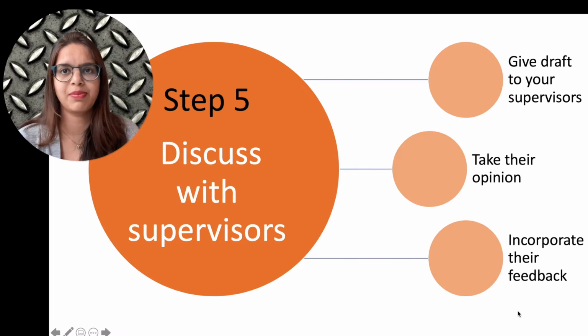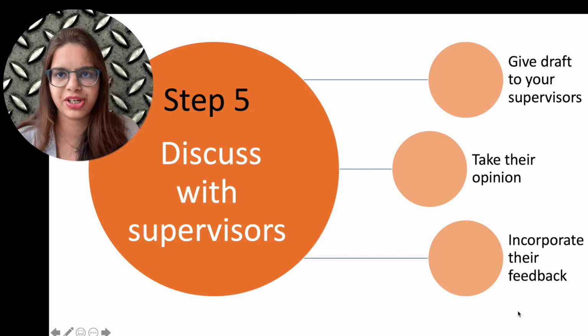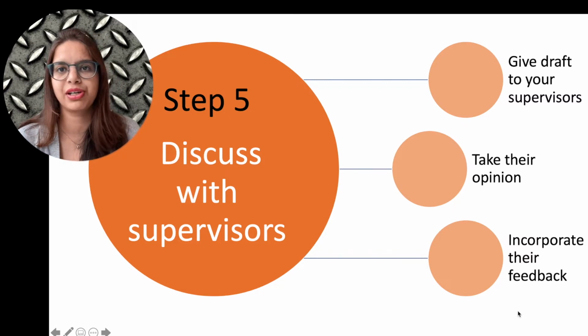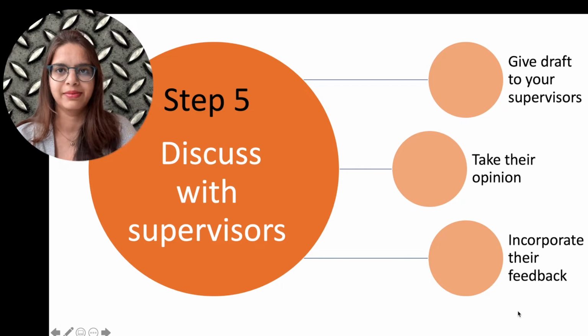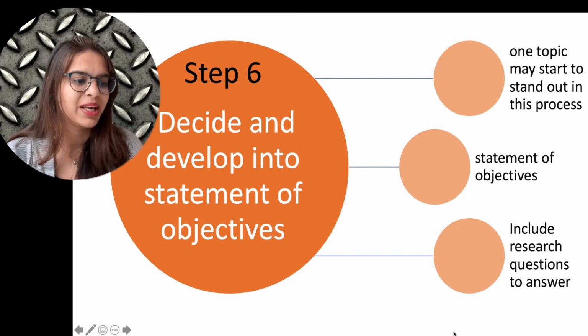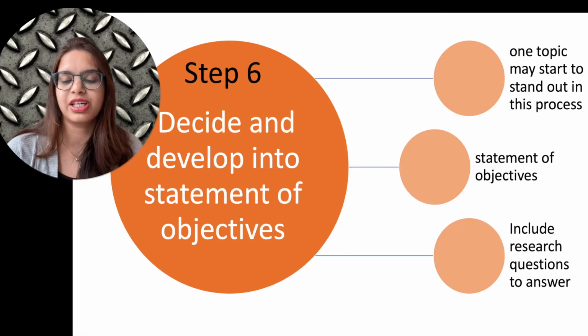The next step, step number 5, is to discuss with your supervisors. The prepared draft must be discussed with your supervisor. Give detailed information to them. Note down all the opinions or suggestions that they have for the 2 to 3 ideas for which you have prepared a project sketch. And then incorporate their feedback, what they feel about that particular research question or research idea. Once you have done the discussion with your supervisor, taken their opinion and incorporated all the feedback, now it's time for your last step, step 6, that is to decide and develop a statement of objectives.